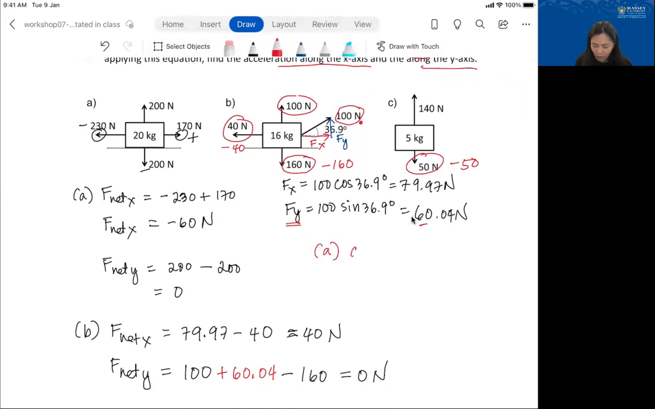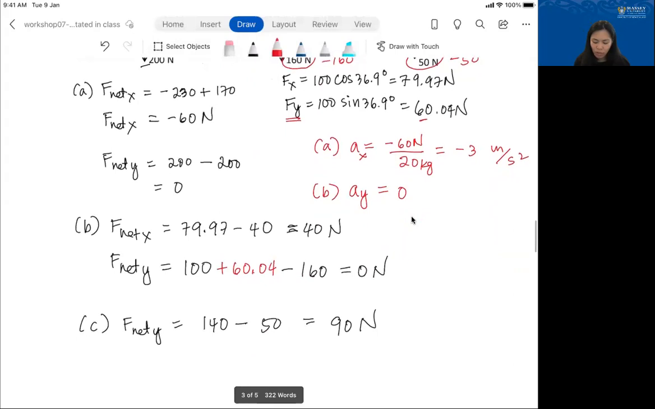So the acceleration along the X will be equal to the net force, which is minus 60 newtons, divided by the mass, which is 20 kilograms. So you have minus 3 meters per second squared. You can just right away put meters per second squared as your unit because your force is in Newtons and your mass is in kgs. For the acceleration along the Y, that's 0 because your net force along the Y is 0.